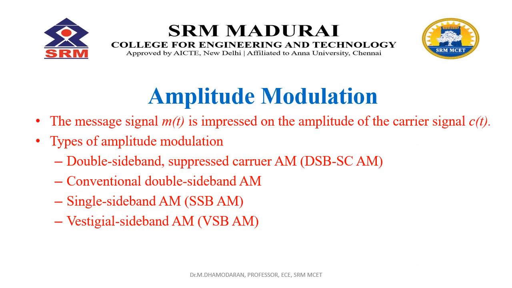This is a simple example of amplitude modulation. The message signal m(t) is impressed on the amplitude of the carrier signal c(t). The message signal is normally denoted by m(t), and the carrier signal is denoted by c(t). The types of amplitude modulation are double sideband suppressed carrier AM signal, conventional double sideband AM signal, single sideband AM signal, and vestigial sideband AM signal.